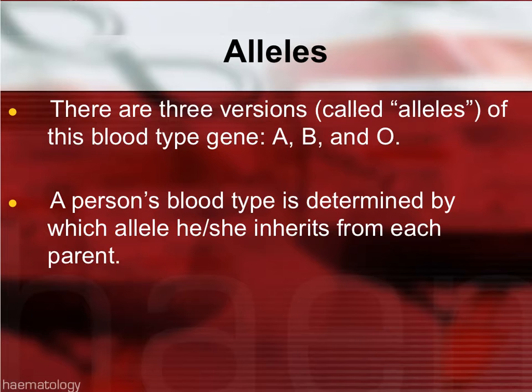Now, I said that blood type was an example of multiple alleles, and the reason it's an example is because there are 3 possible alleles that you can get for the ABO gene. You can either get A, you can get B, or you can get O, and you're going to have 2 of these 3. And the ones you get are coming from your parents, so it depends on what your parent has. Parents, you have 2 parents.